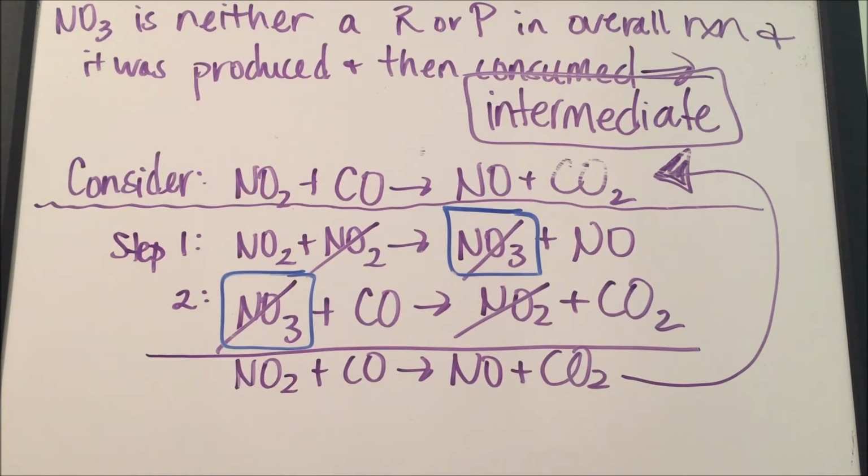Multi-step reactions are going to always involve at least one intermediate. There could be two, depending on the situation. If you flip to your next page, there's a practice problem. So take a minute and answer that. I will clean this off and then give you the answer.